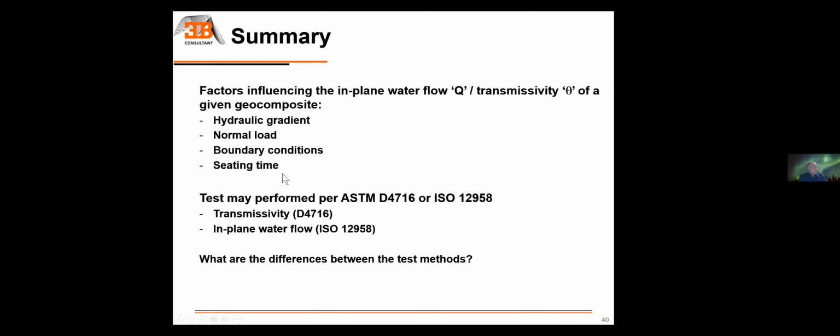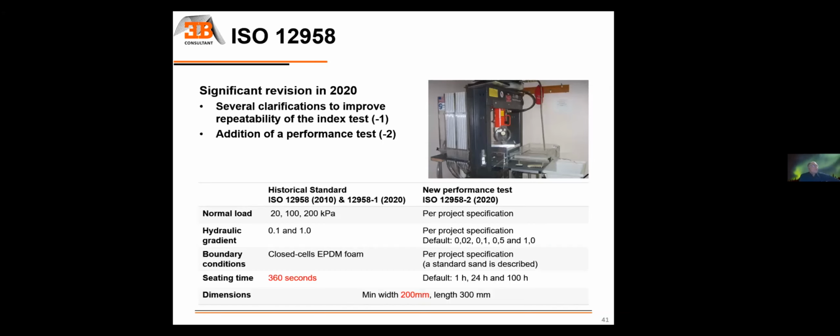As I said, transmissivity for D4716 and in-plane water flow capacity for the ISO. So now I'm going to make a quick description of the main difference between the two methods. ISO 12958 is a test which was developed quite some time ago. Actually, I don't remember when it was developed exactly, but the last revision before 2020 was in 2010.